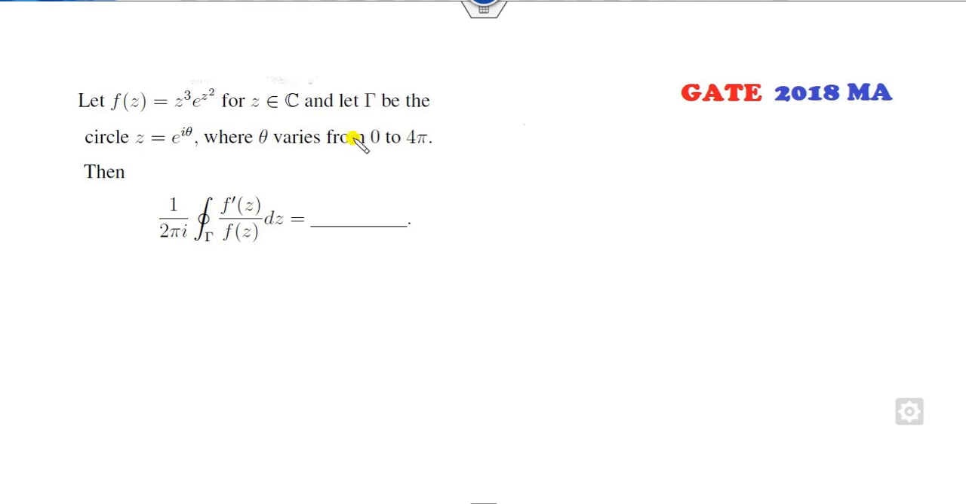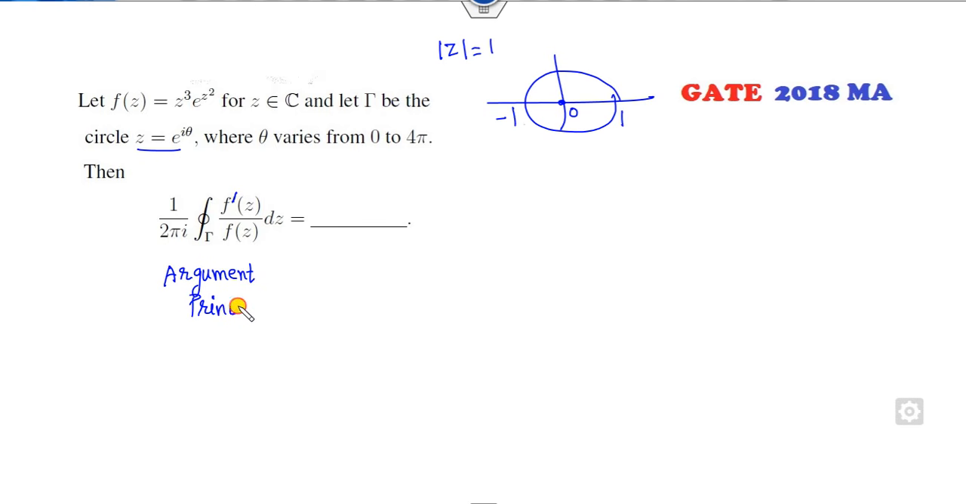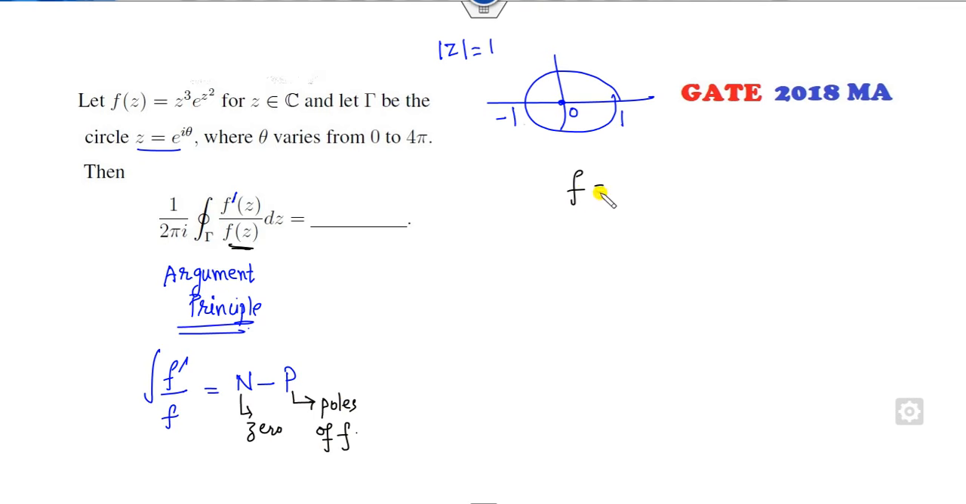Okay, f of z is here, then gamma is, what is that? Mod of z is 1, so it is a circle with radius 1, center 0. You can see whenever there is f dash over f, we always apply the argument principle. Fine, that's quite easy. What is the argument principle? F dash over f is nothing but the number of zeros minus the number of poles of f. F here is z cube e raised to power z square.